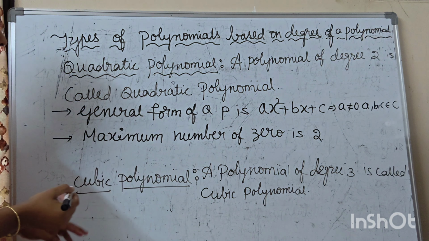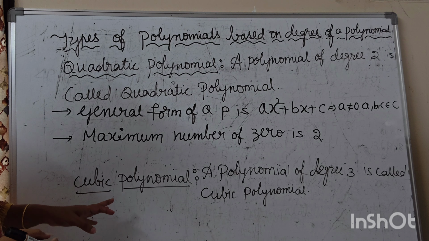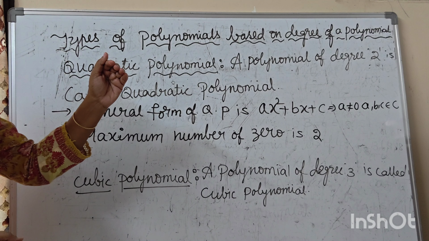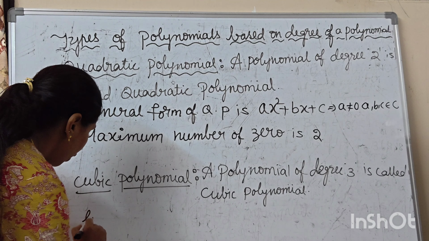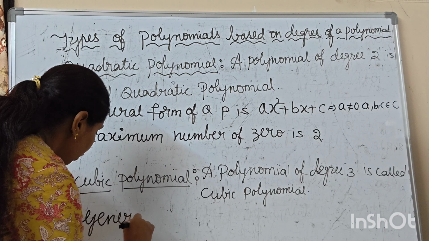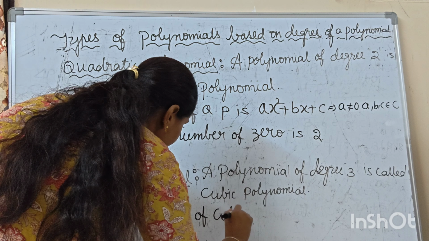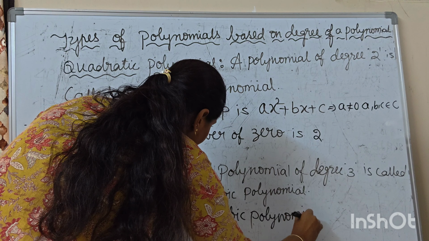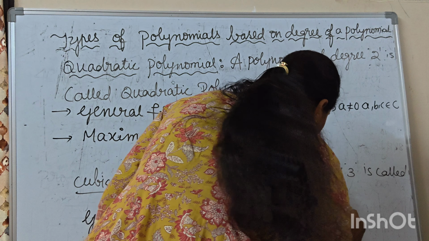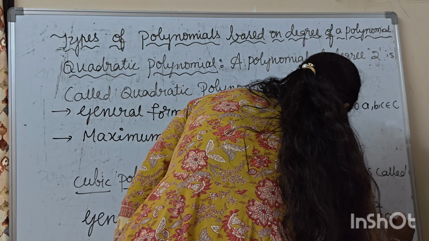The next concept we have is the cubic polynomial. A polynomial of degree 3 is called a cubic polynomial. Degree 3 means the highest exponent should be 3. The general form of a cubic polynomial is ax cube plus bx square plus cx plus d.